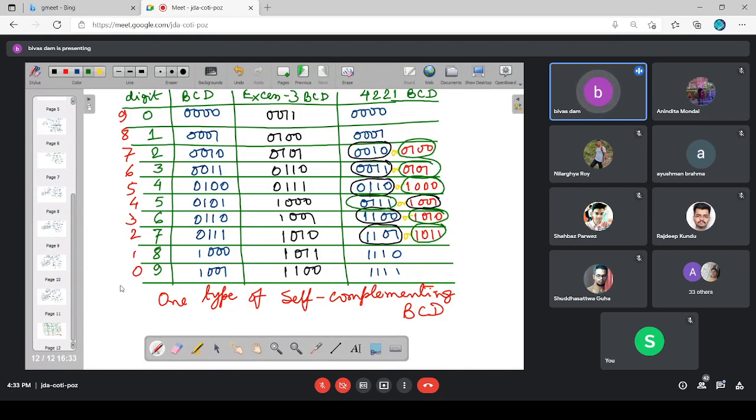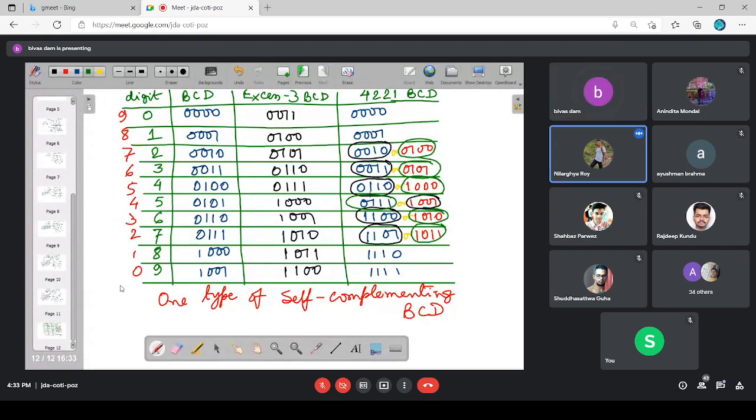So this way, I can make 4-2-1 BCD also one self-complementing BCD. But truly speaking, this 4-2-1 BCD has got very few applications. So we are not that much bothered about 4-2-1 BCD, but for arithmetic operations, this XS3 BCD has got a very good amount of applications.